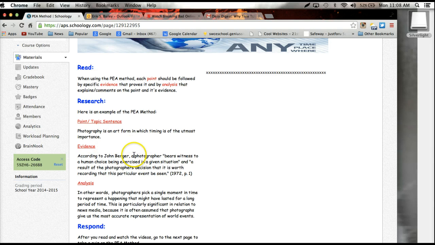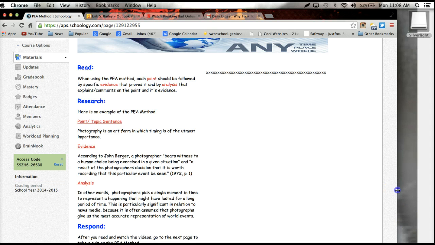Or you would give a quote by George Washington or by somebody else that explains why George Washington was great. Your analysis would be where you talk about George Washington and how great he was, and where you tie the point and evidence together. Okay, that's the PEA method.